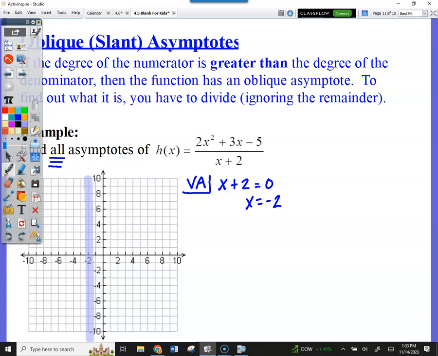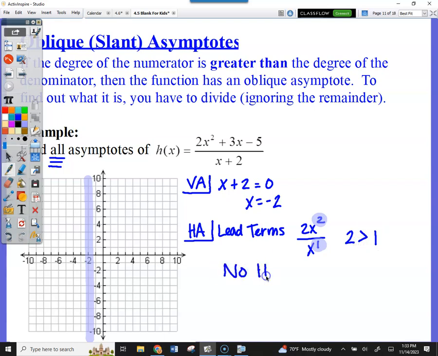All right. Horizontal asymptote. This is where you look at your lead terms. Remind yourself, it's the lead terms test. We got 2x squared over x. This x is to what power? 1. That is a 2, that is a 1. You always do it in order. Numerator, what? Denominator. So 2 is what to 1? Greater than. Which means no horizontal asymptote.